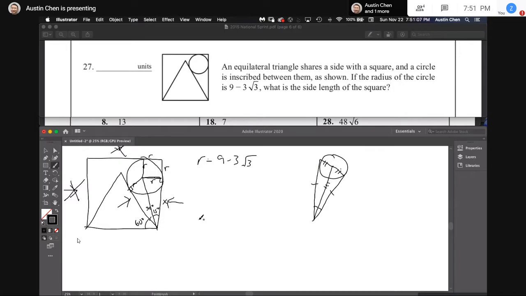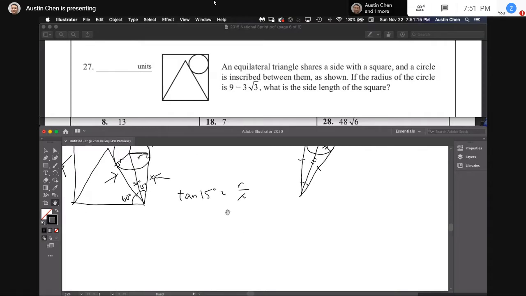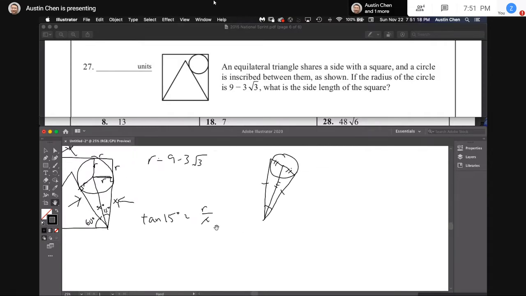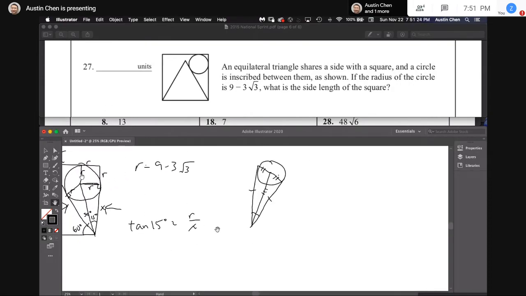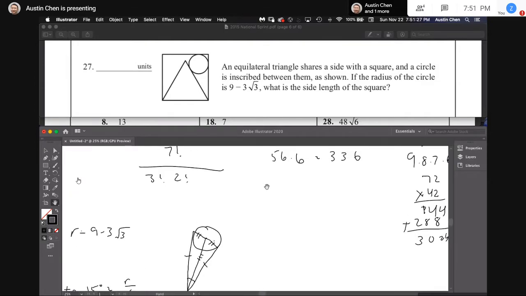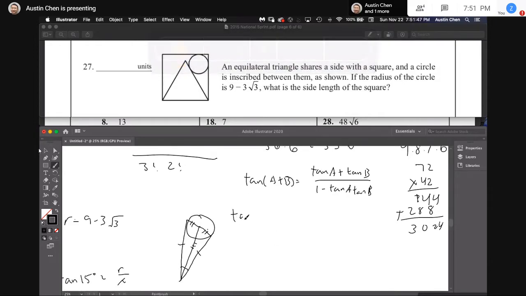So that's really nice. So what can we say? We can say tangent of 15 degrees equals r over x. Okay? And then what is tangent of 15 degrees? Well, you can do this by using the tangent identities. So we know tangent of a plus b equals tangent of a plus tangent of b over 1 minus tangent of a times tangent of b.